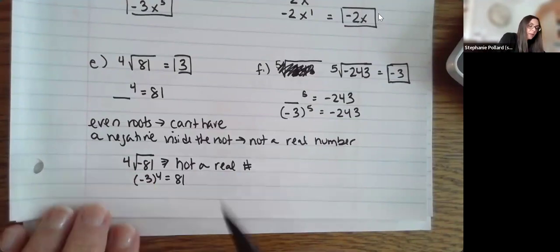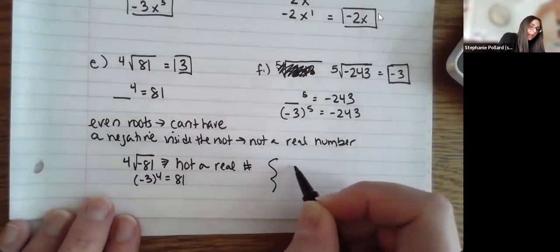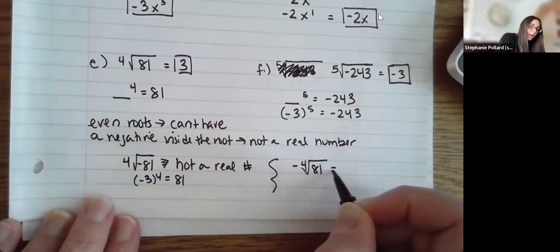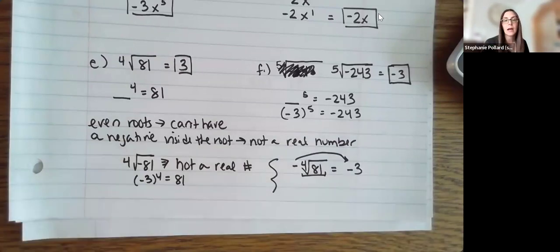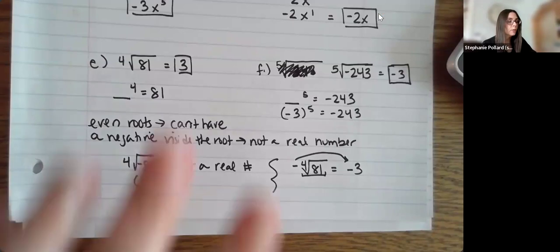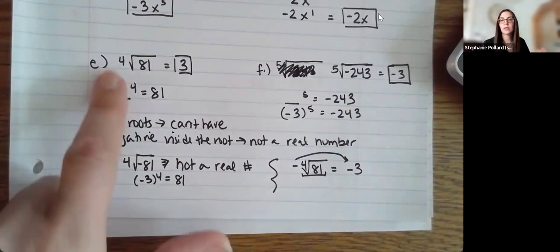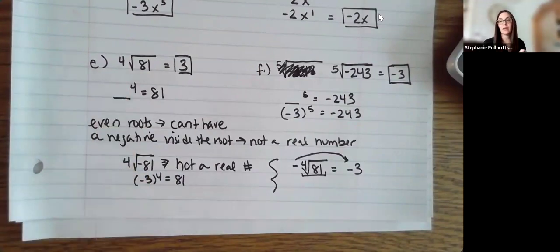You can have them on the outside though. So, negative 4th root of 81. Well, the 4th root of 81 we saw is 3, and then that negative would tag on. So that's perfectly fine there. But for under the radicals, just keep in mind as well, odd roots are fine because you can find an answer that works. But when you have even roots, they can never have a negative under the radical. You get a number that is not real.